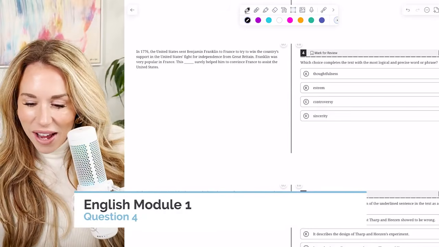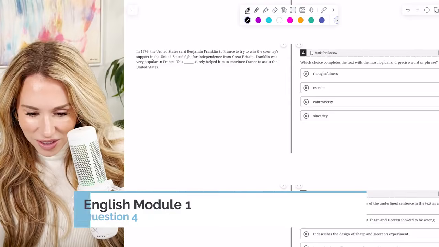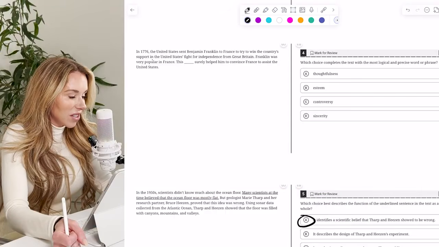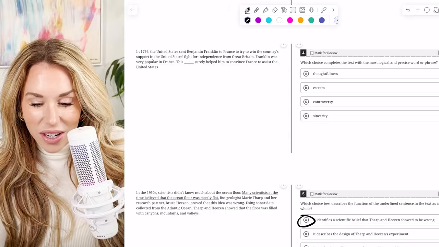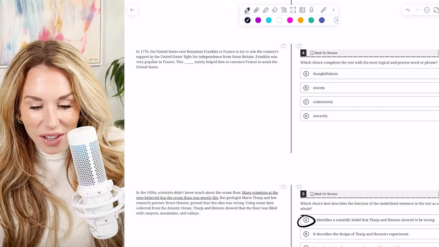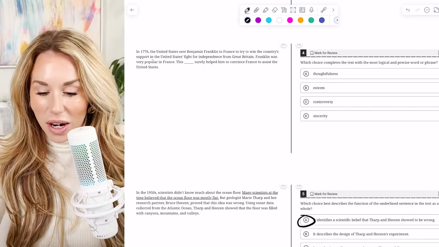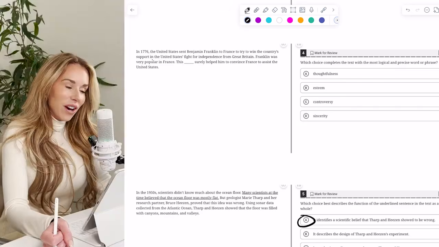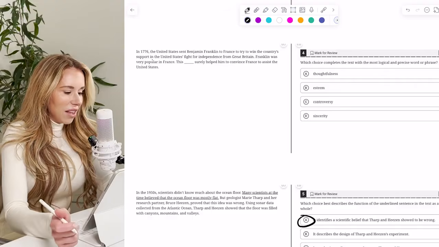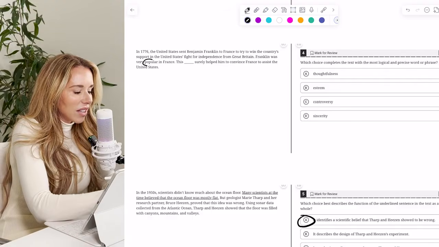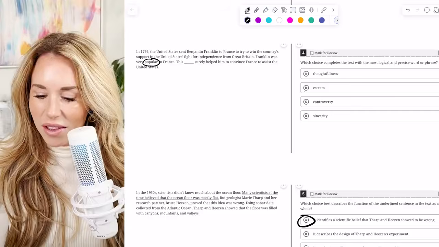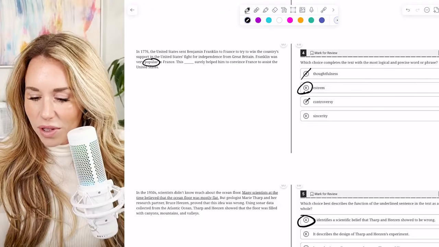4. Okay, we have a words and context question. So we have in 1776, the United States sent Ben Franklin to France to try to win the country's support in the United States fight for independence from Great Britain. Franklin was very popular in France. This, okay, we need basically a synonym for that he's popular, this esteem. None of these other ones mean popular.